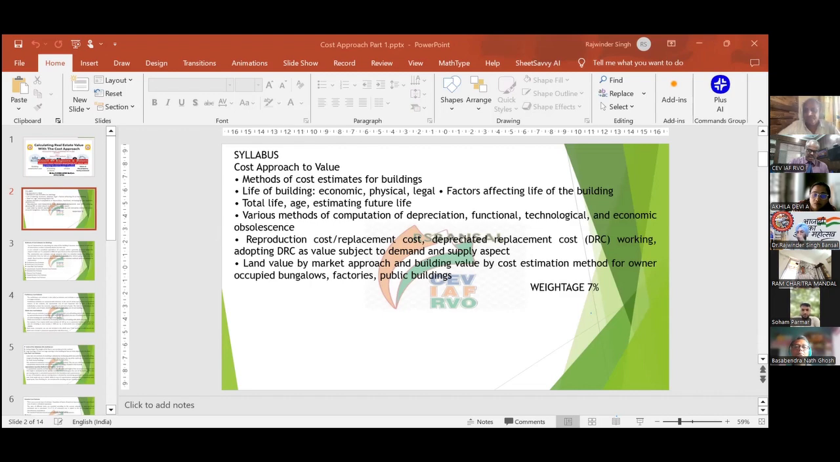So here, as in the syllabus, it is also given that you have to calculate the land value by market approach and building value by cost estimation method for owner occupied bungalows, factories, and public buildings, etc., for which you have to find out the value.